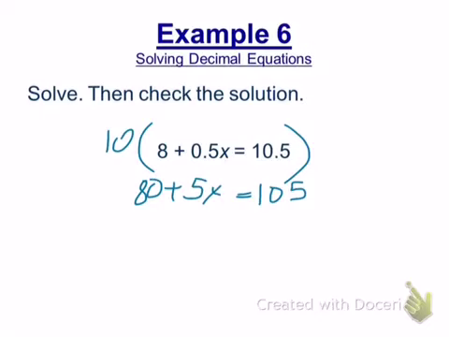So if it was like 0.05, would you want to multiply times 100? Yes. 80 plus 5x.